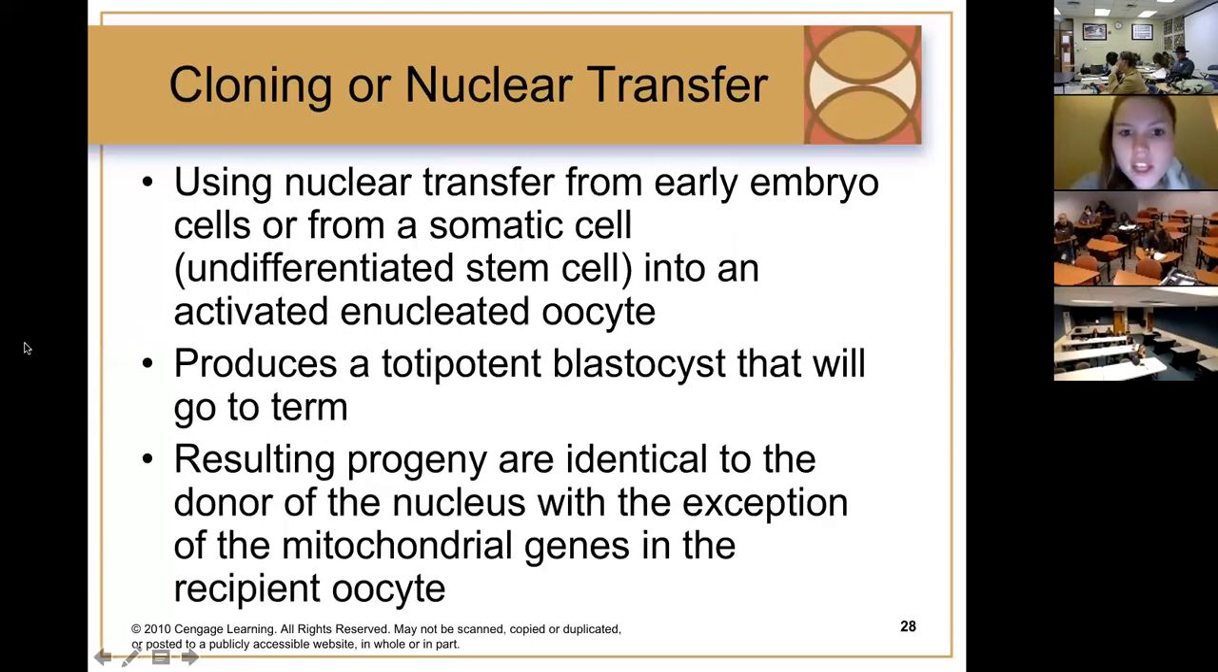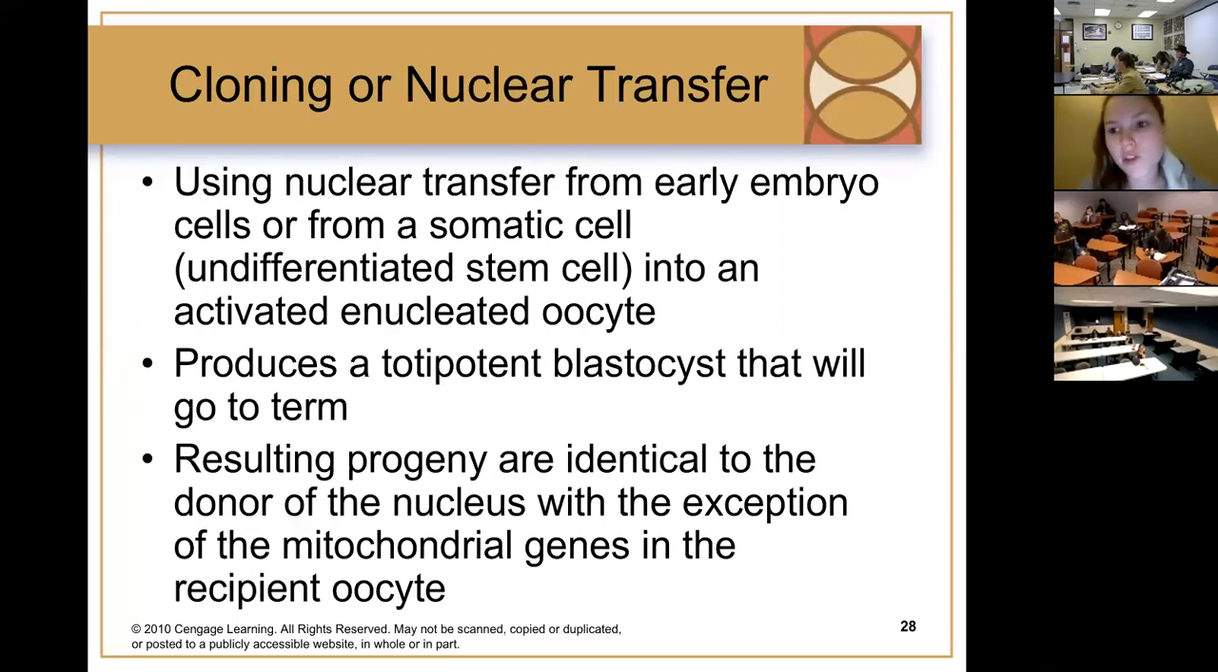So we talked a little bit about this before with cloning. We talked about Dolly, the first cloned sheep, first cloned mammal. So you might be a little familiar with cloning. Cloning, or nuclear transfer, is basically using nuclear transfer from an early embryo or undifferentiated cell into an activated oocyte, which is basically just an egg. And that will produce a blastocyst that will then go to term.